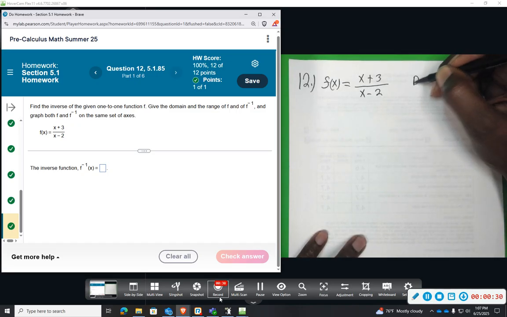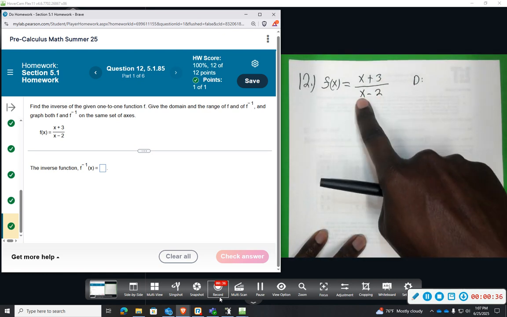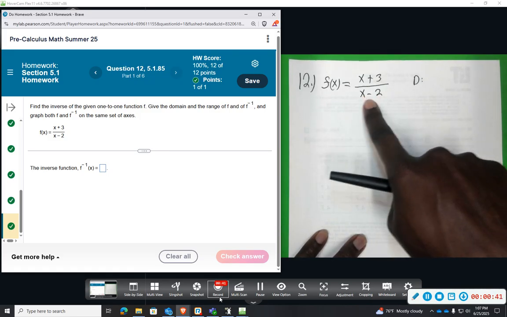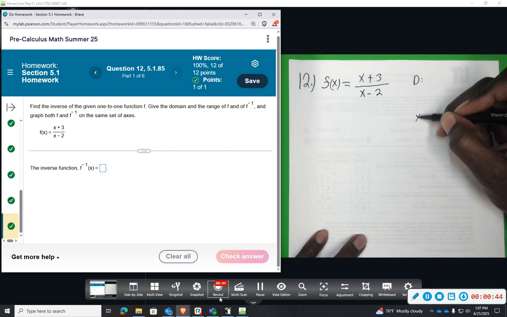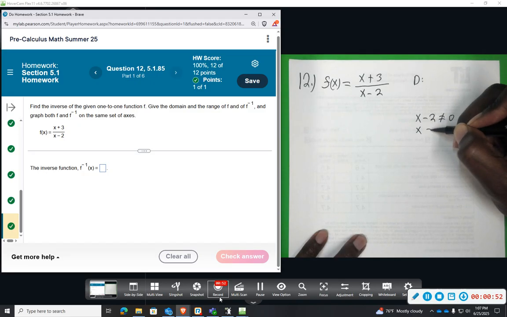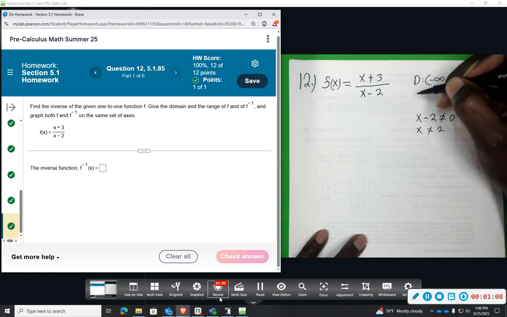Okay, so the domain would include all values that do not allow the denominator to be 0. So anything that makes the bottom 0 would be thrown out. So we start out by focusing on the bottom. This x minus 2, we cannot let that equal 0. And solving, we can add 2, so we get x cannot be equal to 2. So in our domain, we will remove the point 2. So negative infinity to 2 union 2 to infinity.